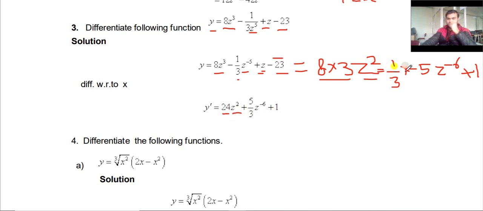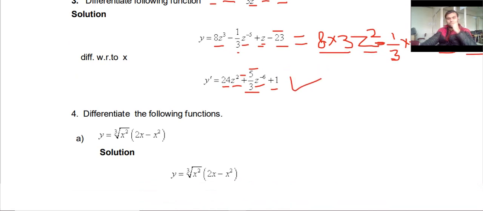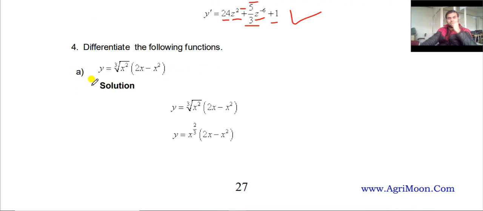So 8 into 3, that is 24, z square. So this minus and this minus multiplied, it becomes plus 5 into 1, that is 5, divided by 3, and z to the power minus 6, and it is plus 1. So this is your final answer of this question. Now we will move to our next question. So here we are given y is equal to cube root of x square.